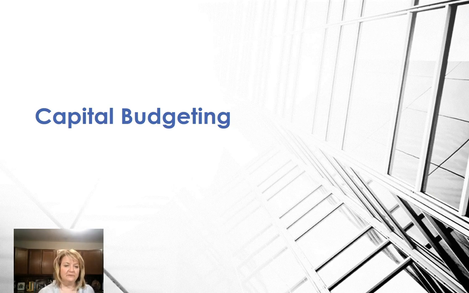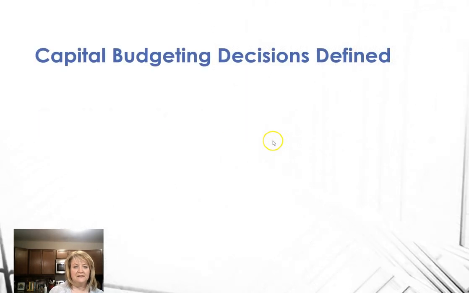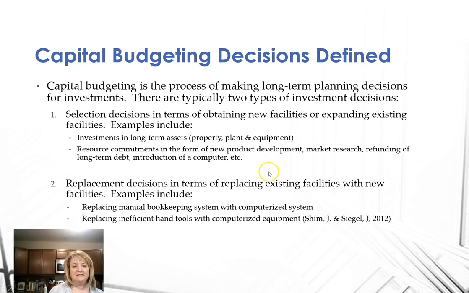Hello everybody, today we're going to be talking about capital budgeting and capital budgeting decisions. Capital budgeting decisions defined. Capital budgeting is the process of making long-term planning decisions for a business for their investments. There are typically two types of investment decisions.